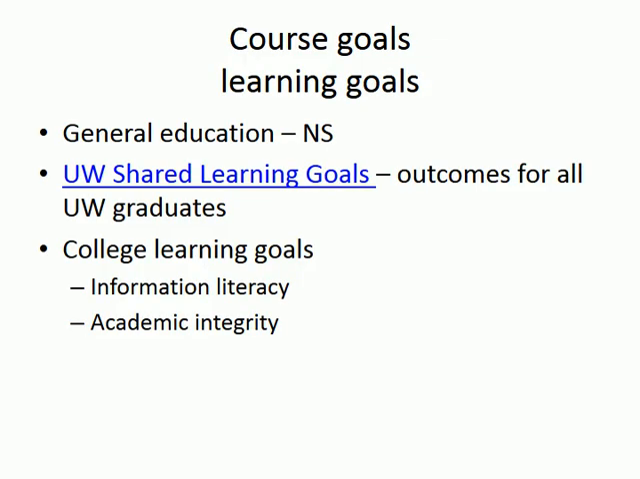What are the learning goals for this course in general? So we've talked about lesson learning goals and how those direct your study for each module. The course goals include general education. This is a natural science general education course, the UW Shared Learning Goals, which are outcomes for all graduates of the UW universities, and then college learning goals, which I think are important, including information literacy and academic integrity. You can also find these goals outlined on the course syllabus, and we'll discuss them a little bit in this introduction.